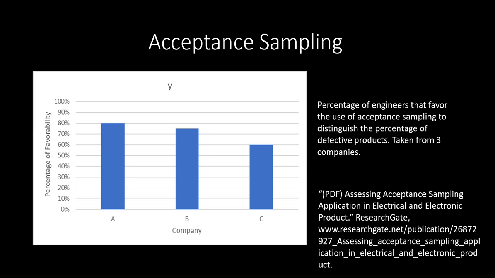However, Sulong provides strengths to balance his argument by contributing faster delivery, better quality, and lower product costs to the implementation of acceptance sampling. This bar graph shows the percentage of engineers that favor the use of acceptance sampling in order to distinguish the percentage of defective products. And these statistics were taken from 3 different companies.